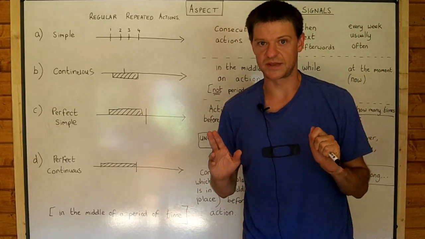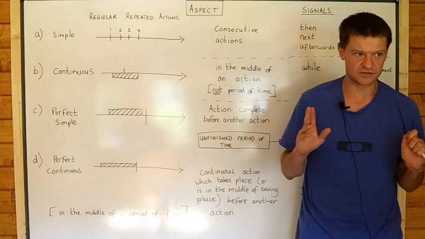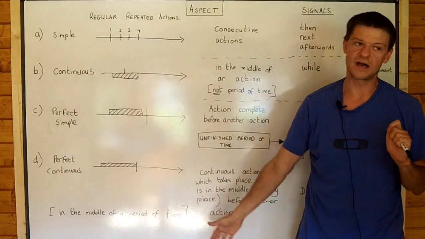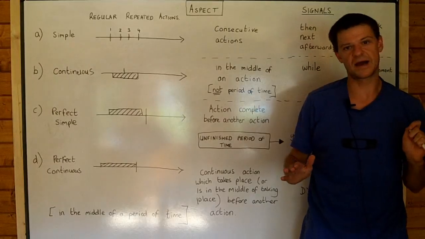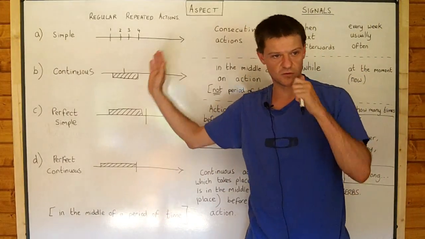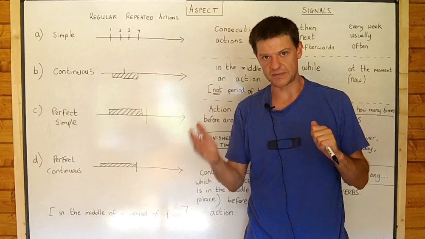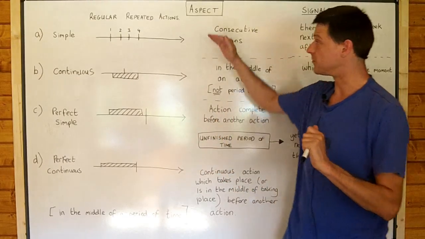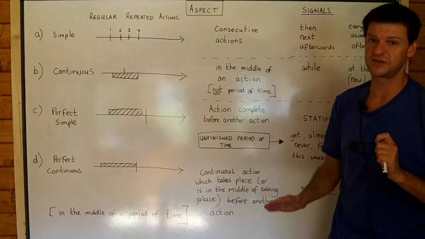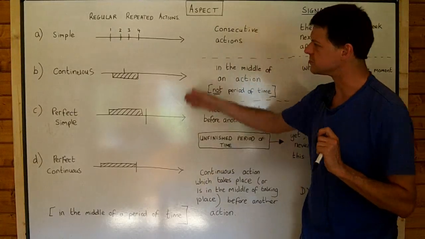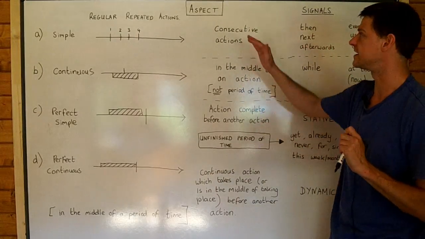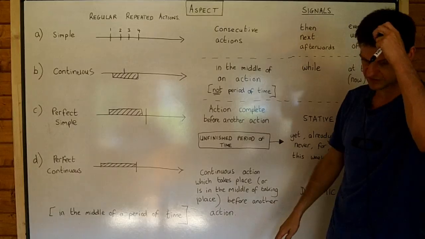However, it doesn't stop there. We also have gerunds and infinitives in all 4 aspects. We also have modal verbs in all 4 aspects. So there are many other parts of English grammar which have the same 4 aspects. So it's absolutely essential that you have some kind of understanding of these 4 different aspects.